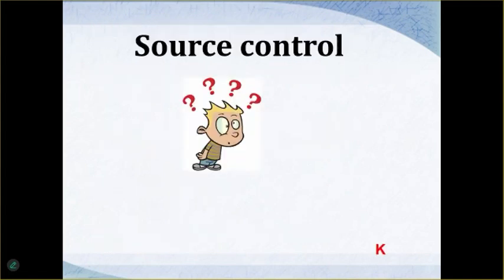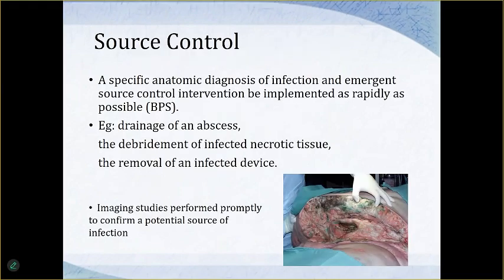So we can talk about source control. The main objectives of source control, as we said, the first part is identifying the source, which we have done through our clinical assessment, the biochemistry, hematological investigations as well as imaging.